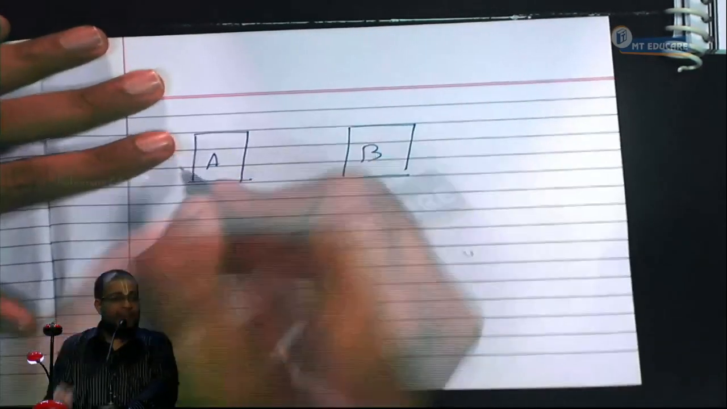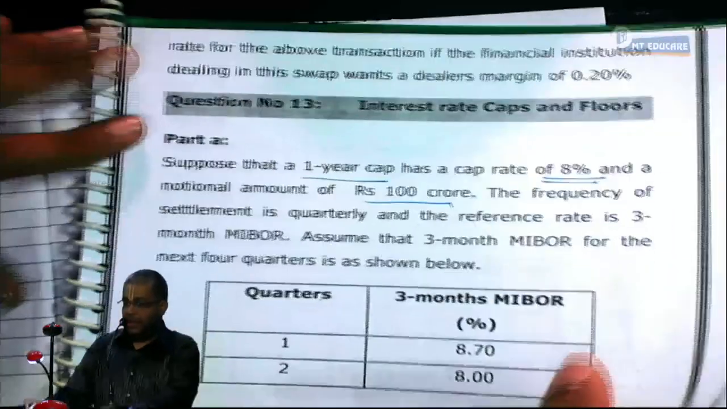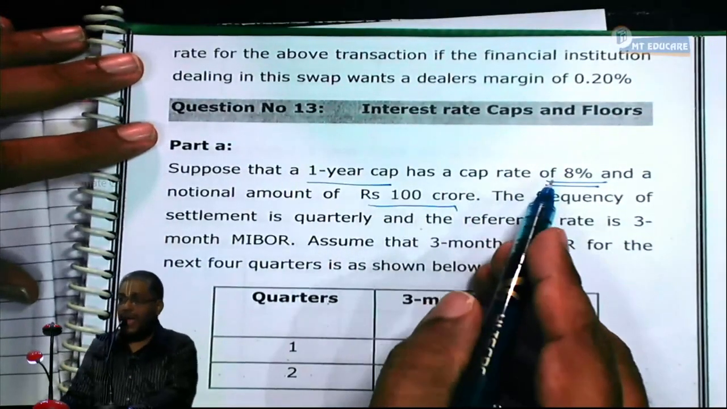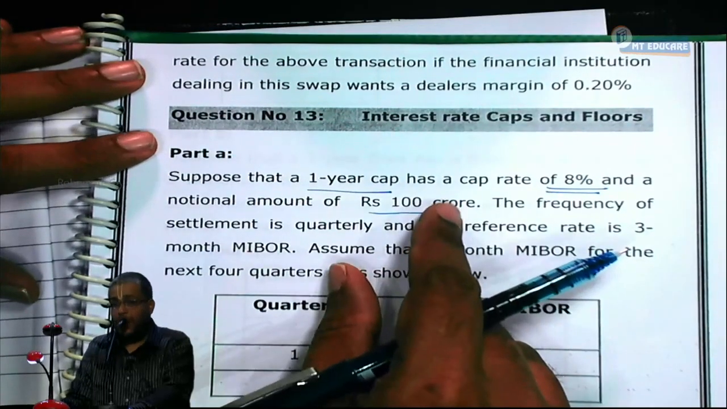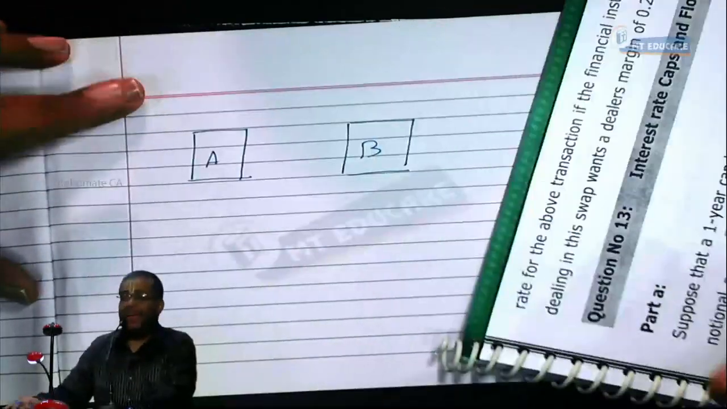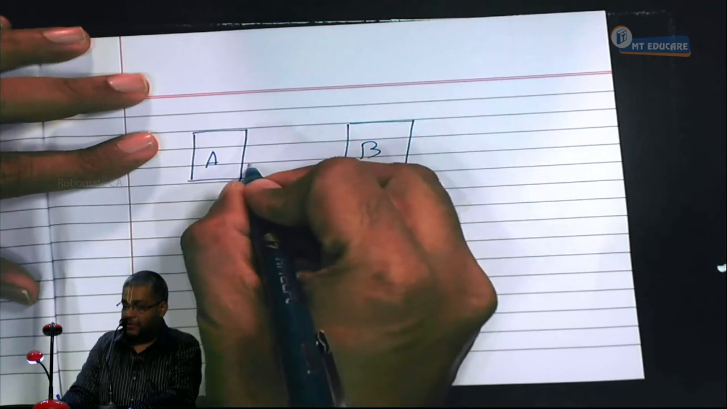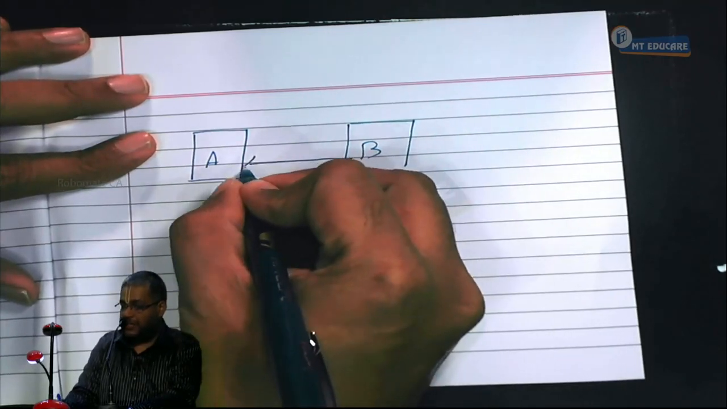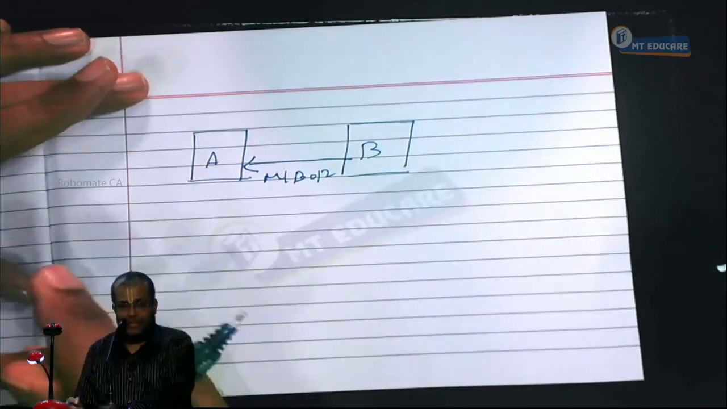Now suppose we are A, and the other party is B. We want to have a cap. Cap means a purchase, a right to buy. I have a right to buy what? MIBOR. Buying means paying or receiving? I have a right to receive MIBOR. And there are a lot of MIBOR names.